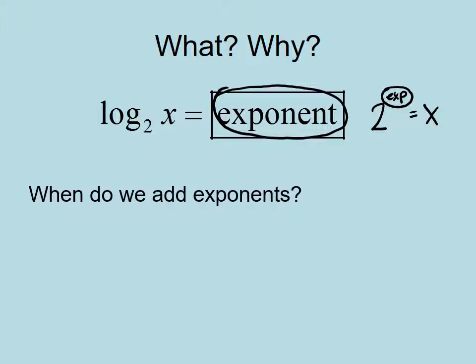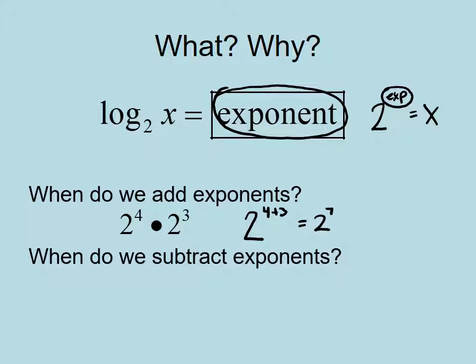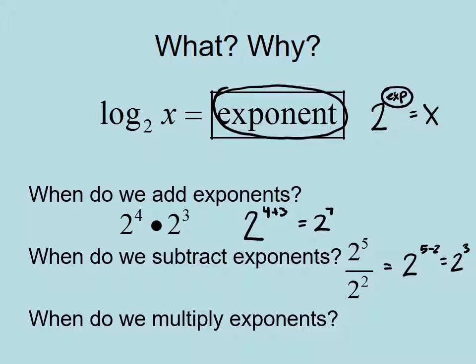A couple of reviews about exponents. These exponent rules very closely tie into logarithms. So for example, we add the exponents when we're multiplying the bases. So this would become 2 to the 4 plus 3, which is equal to 2 to the 7th. This property or this rule is going to carry over into logs. When we subtract, we are dividing the bases. So this becomes 2 to the 5 minus 2, or 2 to the 3rd. And when we multiply the exponents, we distribute. So therefore we have x to the 8th.